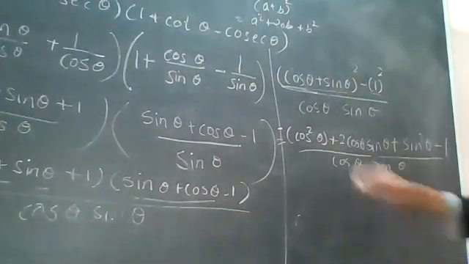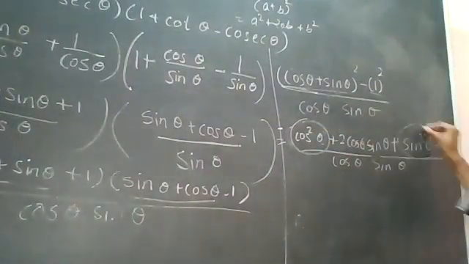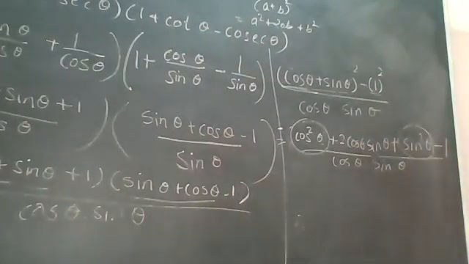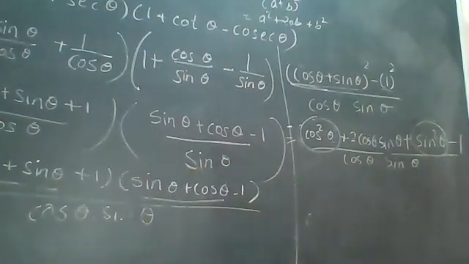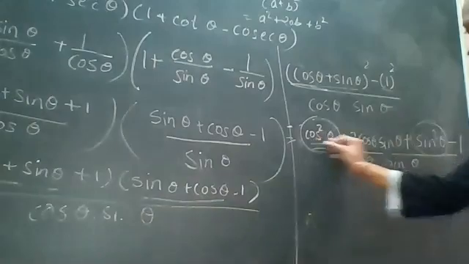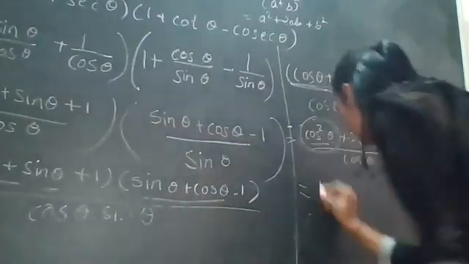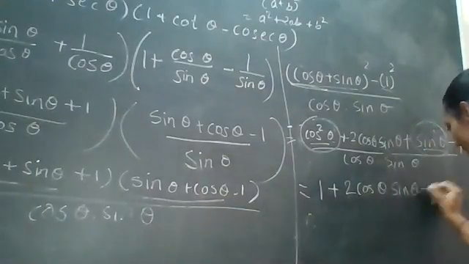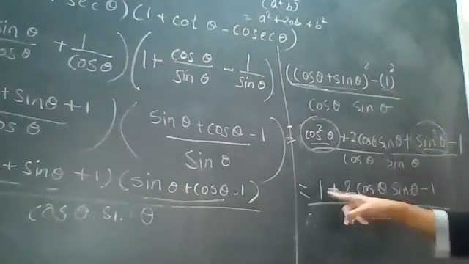Now try to understand one more thing. Here cos square theta and here sin square theta is there. What is the value of cos square theta plus sin square theta? It is 1. So by replacing this with 1, what will become? 1 plus what is remaining, 2 cos theta into sin theta, minus 1, divided by cos theta into sin theta. Right? So plus 1 and minus 1.